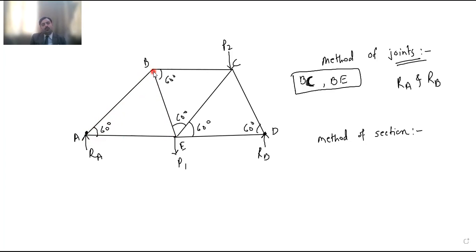After that you can go to joint B. At joint B, your members BC and BE are there, and after solving joint B, you will get the values in members BC and BE. So one thing is that even though I want the forces in members BC and BE, which are at joint B, I still require solving joint A.